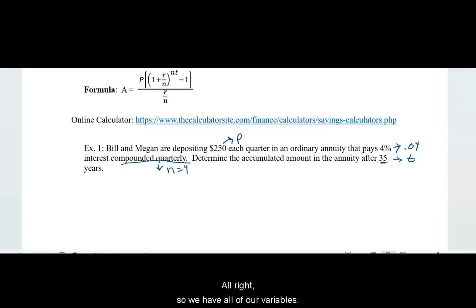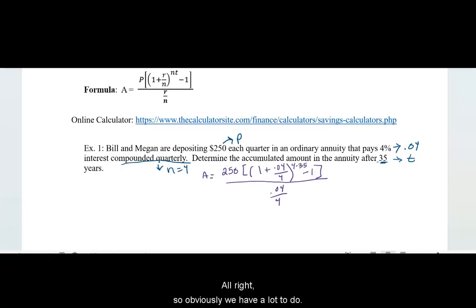All right, so we have all of our variables. Now we're going to plug it into the equation. So A equals P times, I'm going to write it exactly how I see it in the formula, but substituting in our variables with the numbers. 1 plus 0.04 over 4, to the n times t. So that's going to be to the 4 times 35. Minus 1. And then all of that is over 0.04 over 4.